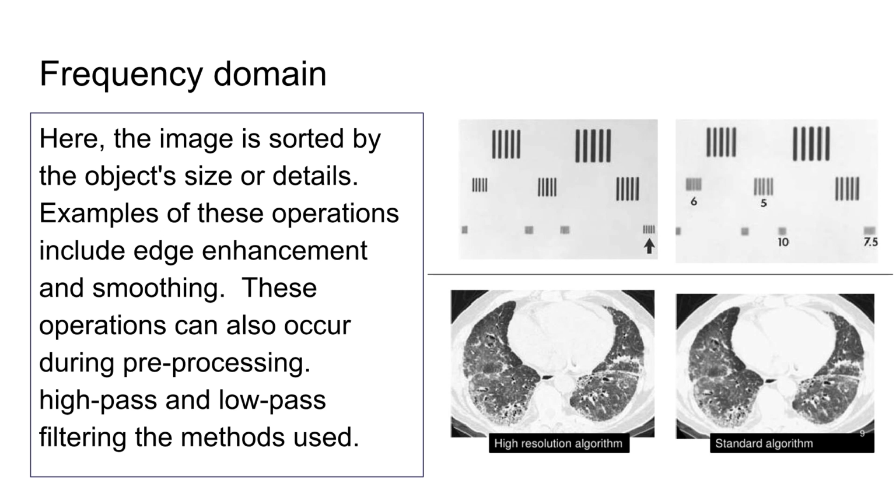So higher frequencies represent smaller, more distinct objects. Lower frequencies represent larger objects. In a sense, it still has to look at certain areas within your image.